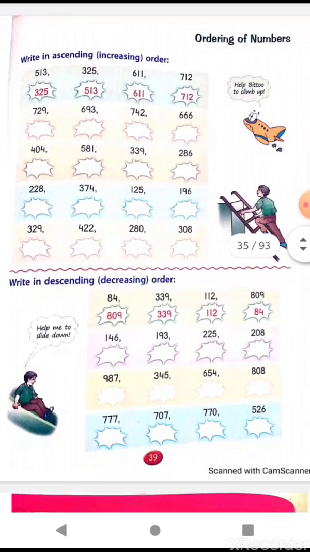Now next is ordering of numbers. How do we order? Write in ascending order, that is increasing order, or descending order, that is decreasing order. This we will do in the next class.